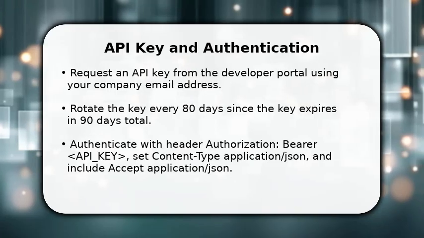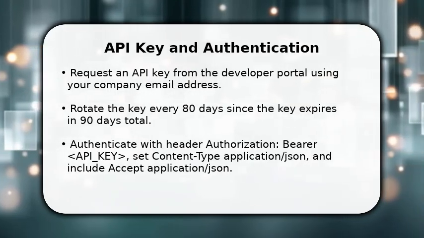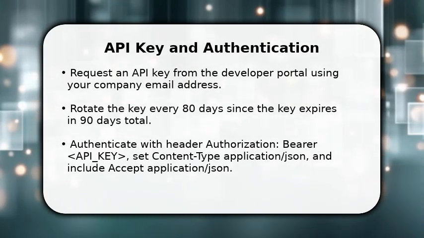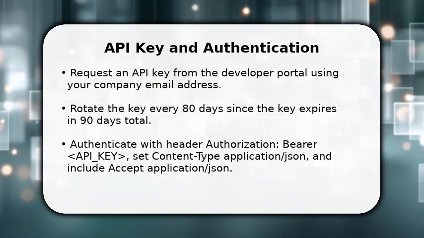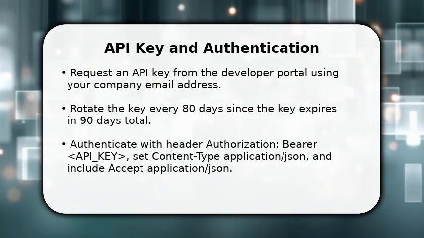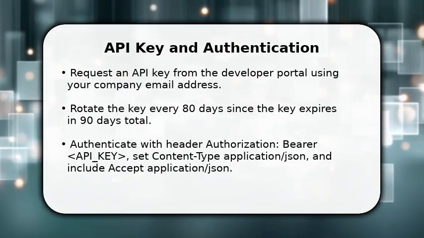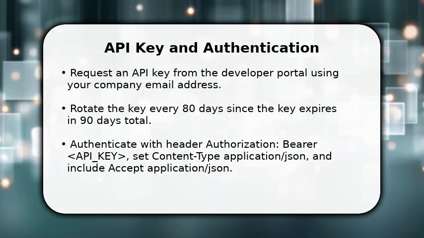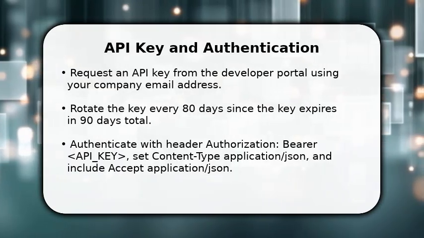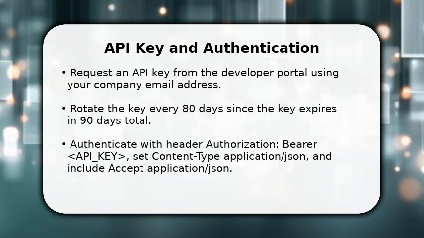Enjoy the video. This video shows how to use API Super Ick Cure, the only way integration. Request an API key from the developer portal using your company email address. Store the key in environment variables and limit permissions to production only. Rotate the key every 80 days since the key expires in 90 days total.